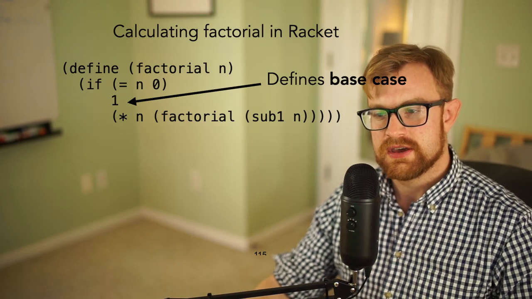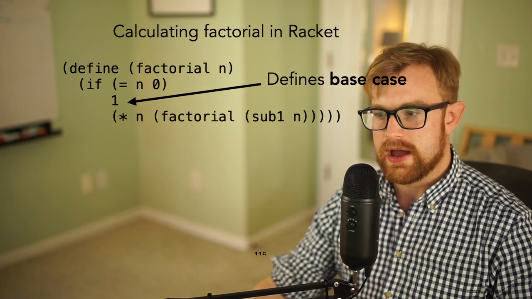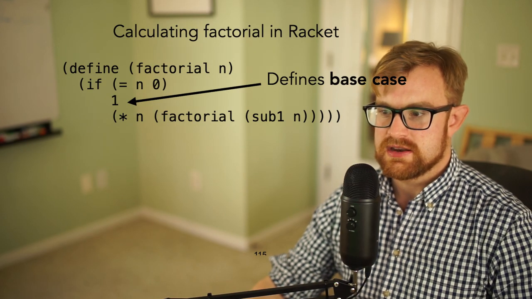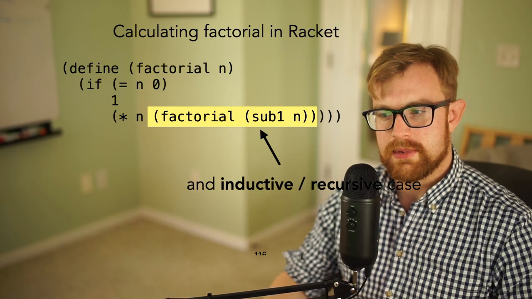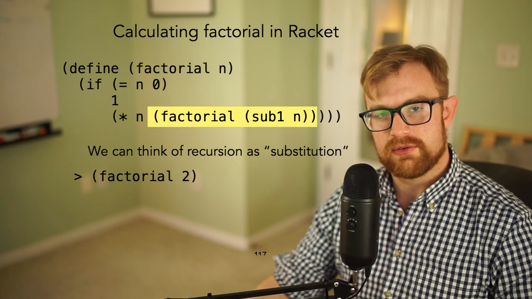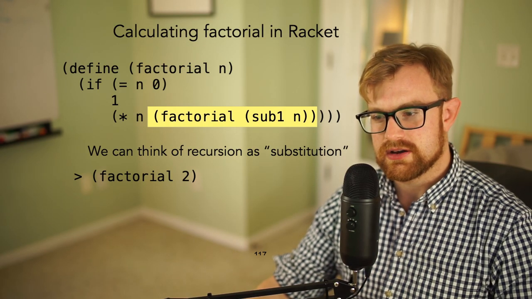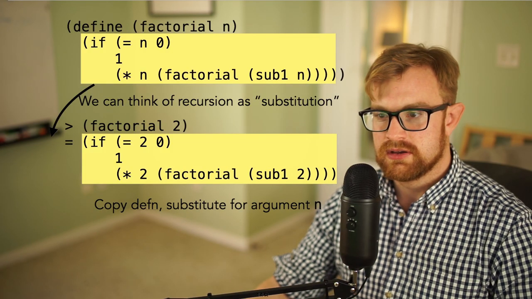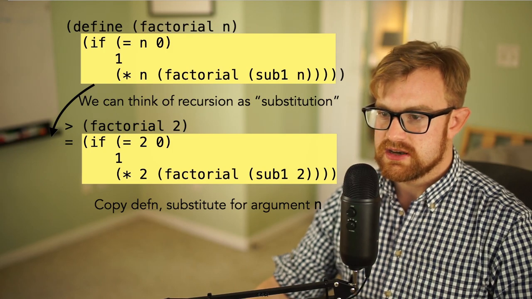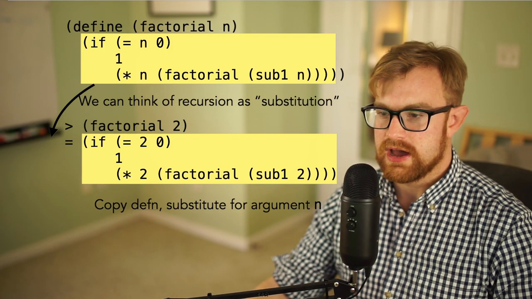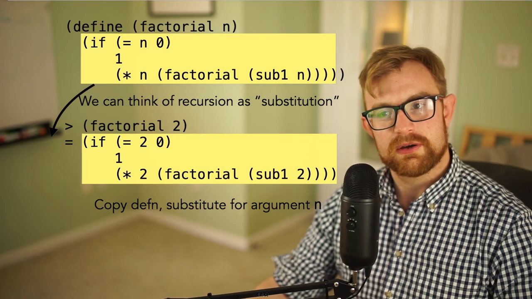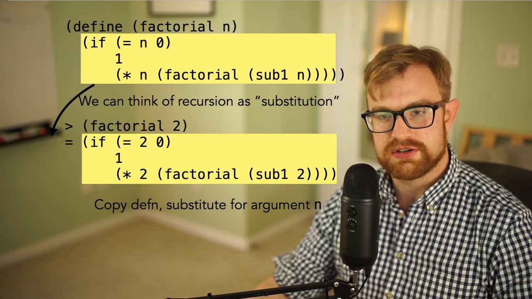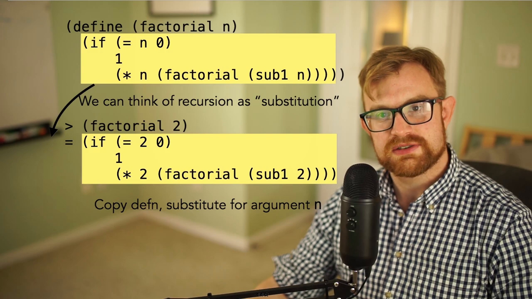So I've got this example here where we're computing the factorial in Racket. We have a base case and an inductive or recursive case. And let's see how control transfers through the program as we execute it. So we can think of recursion as substitution using our textual reduction model. So if we say factorial of 2, we can unfold the definition of factorial, we drop it in, and we just get if equals 2, 0, 1, otherwise times 2, factorial sub 1, 2. All right, so this is just our typical definition of our substitution based or textual reduction semantics that we've already seen so far in class.